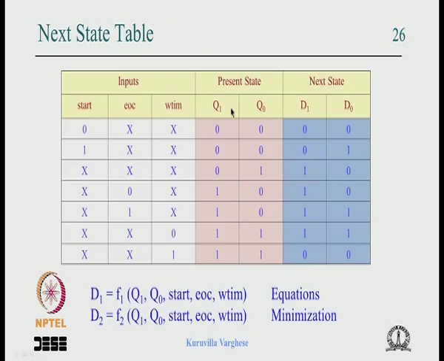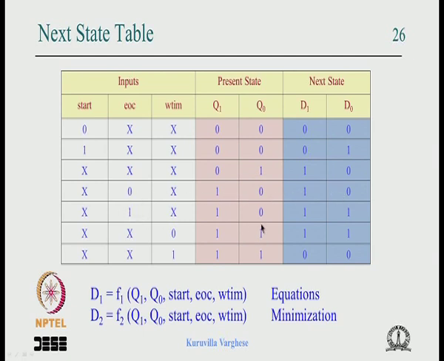In the next state table, you have the present state and the real inputs as inputs. So we write the next state as a function of the present state and input. At the beginning, 0 0: if start is 0, these are don't care, remain there. If start is 1, go to the next state 0 1. In 0 1, irrespective of the condition, transit to the third state 1 0, and in 1 0 we are waiting for end of conversion. As long as it is low, remain there in 1 0.